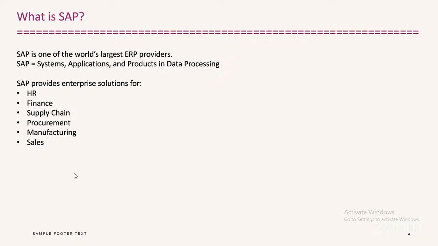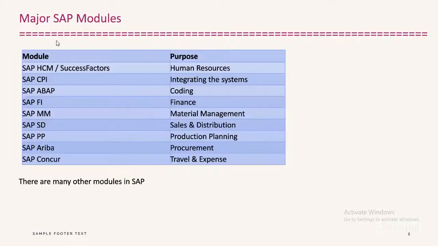SAP provides enterprise solutions for many areas: HR, finance, supply chain, procurement, manufacturing, sales, and many other solutions as well. These are the main things I have kept in our PPT. Looking at SAP modules, we have many in SAP, I would say more than 60. These are the modules very commonly used in any organization, like HCM or SuccessFactors. Nowadays people call this module SuccessFactors, but before we called it HCM, Human Capital Management.